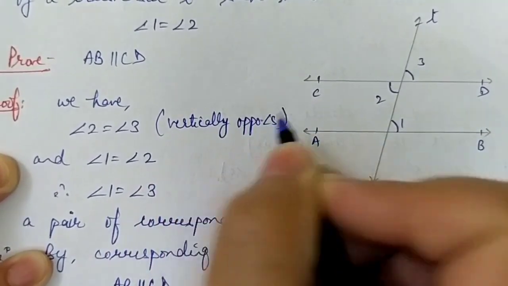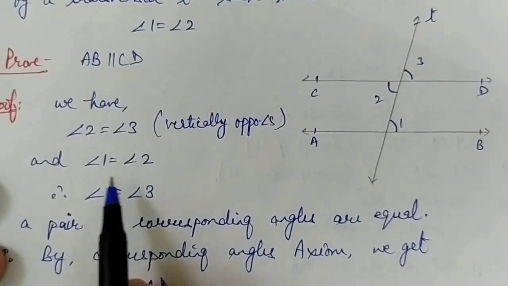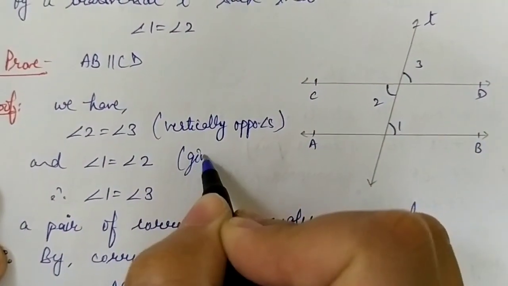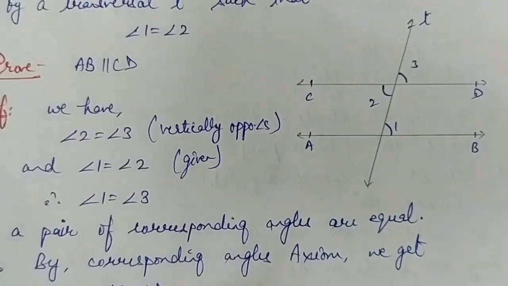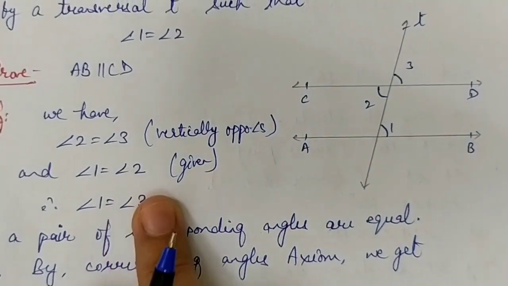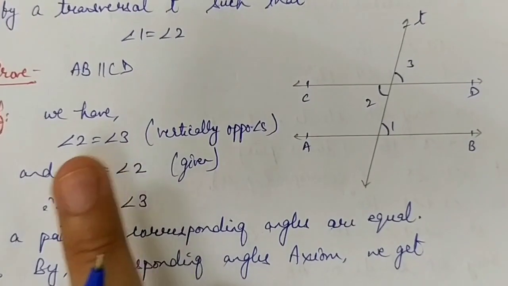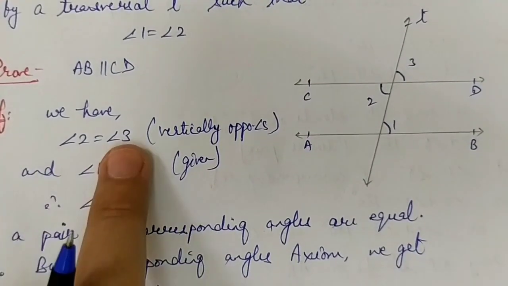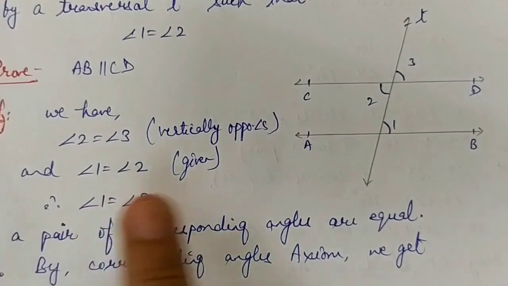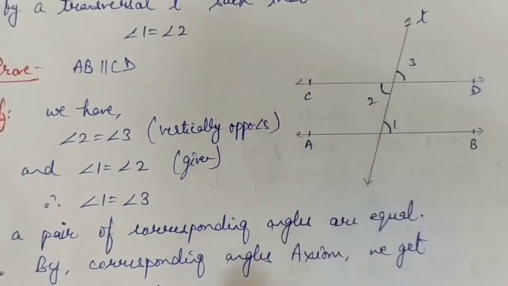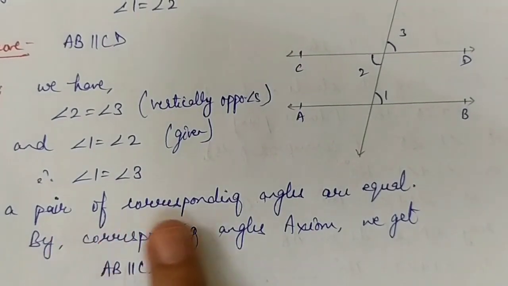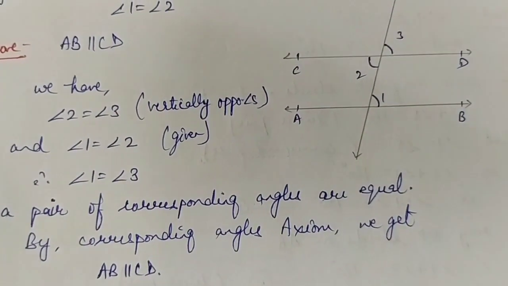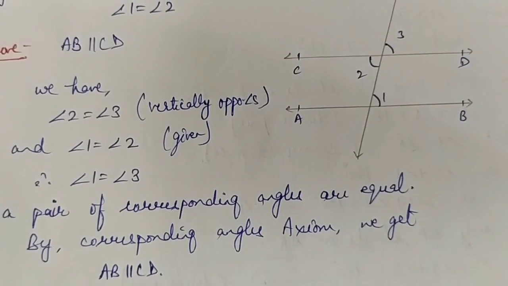Vertically opposite angles. Angle 2 is equals to angle 3 and angle 1 is equals to angle 2 given, क्योंकि आपको दिया हुआ है वन पेयर ऑफ ऑल्टरनेट इंटीरियर एंगल. तो एंगल 2 is equals to angle 3, angle 1 is equals to angle 2, so we will say angle 1 is equals to angle 3. Therefore angle 1 is equals to angle 3. It means आपने क्या कर दिया, अ पेयर ऑफ कॉरस्पॉन्डिंग एंगल्स को इक्वल कर दिया. आपने एंगल 1 को एंगल 3 के इक्वल कर दिया, कॉरस्पॉन्डिंग एंगल का एक पेयर इक्वल हो गया.